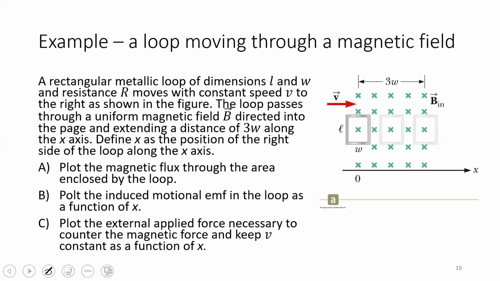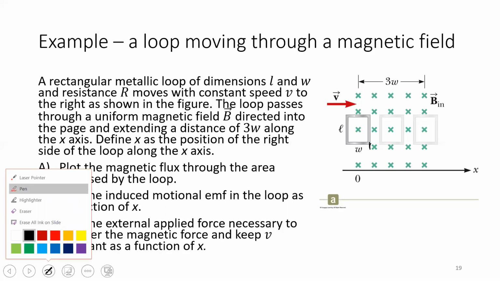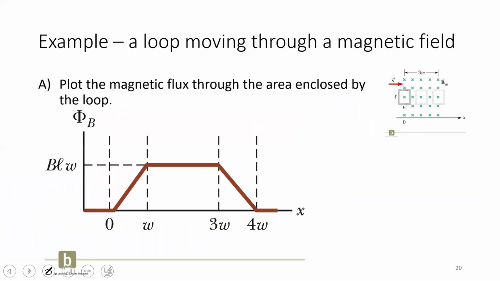Define x as the position of the right side of the loop, along the x-axis, and plot the magnetic flux through the area enclosed by the loop, then plot the induced motional EMF, then plot the external applied force necessary to counter the magnetic force and keep the velocity the same. Okay, so let's start with that first thing.